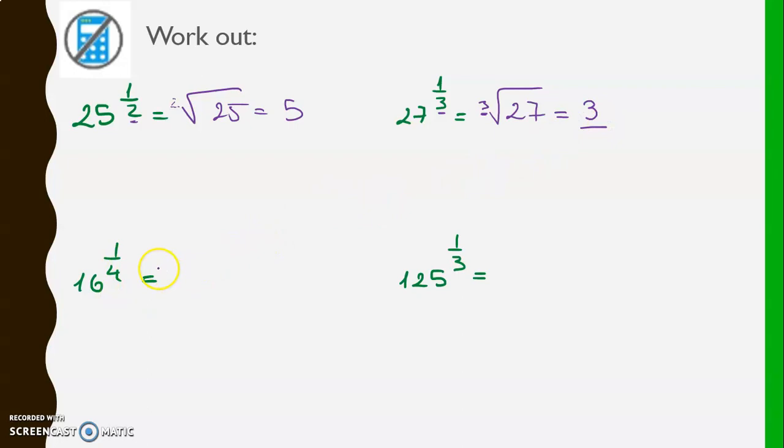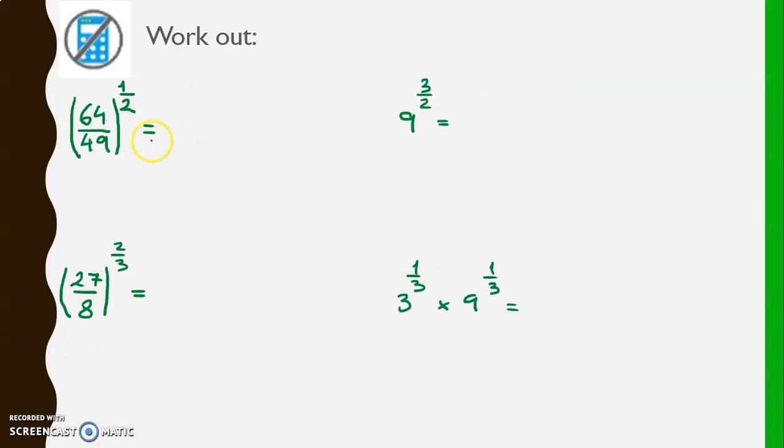16 to the power of a quarter, again the number in the denominator matches the number next to the root. So this is the fourth root of 16. A number multiplied by itself 4 times to give you 16. That number is 2. 2 times 2, 4, times 2, 8, times 2, 16. Now in this last example, 125 to the power of a third is the same as the cube root of 125, which is 5.